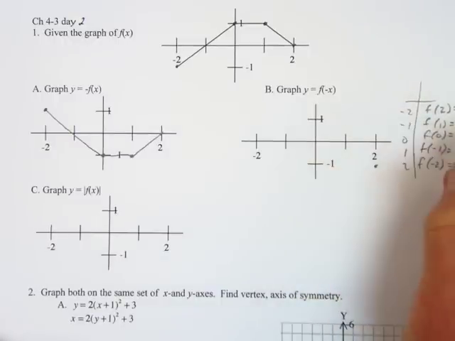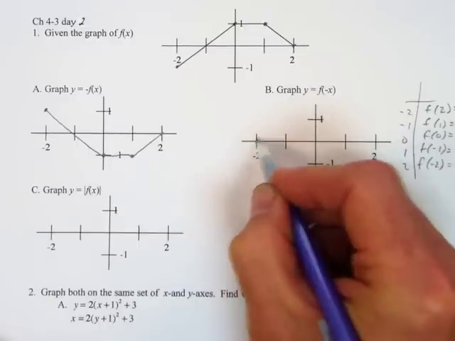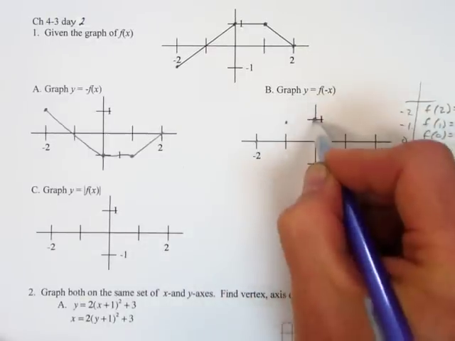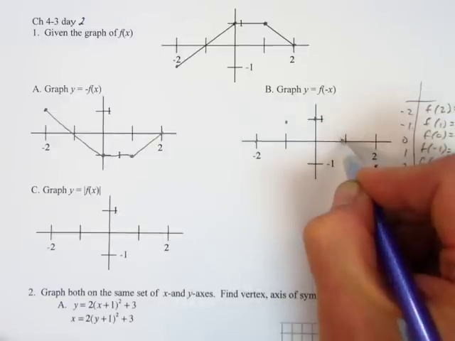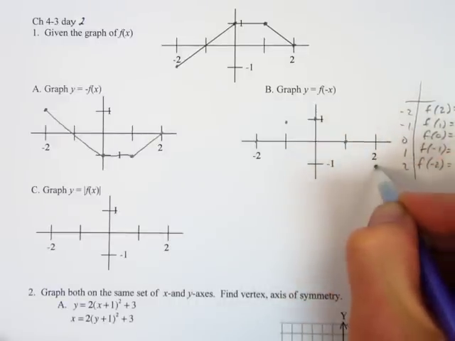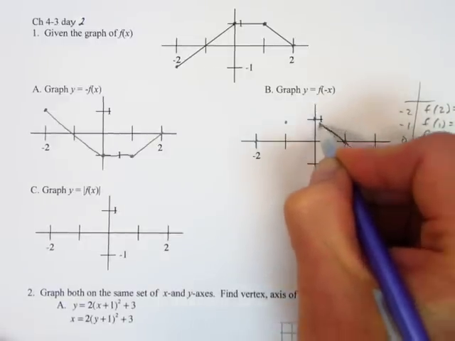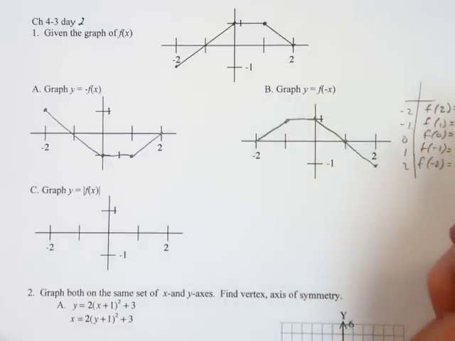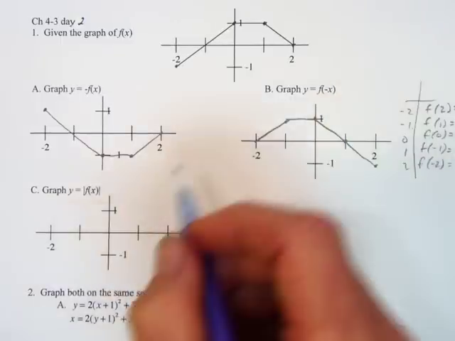At negative 2, it's a 0. At negative 1, it's 1. At 0, it's 1. At 1, it is 0. So we have a graph that looks like this. Again, what is that? That's a reflection about the y-axis.